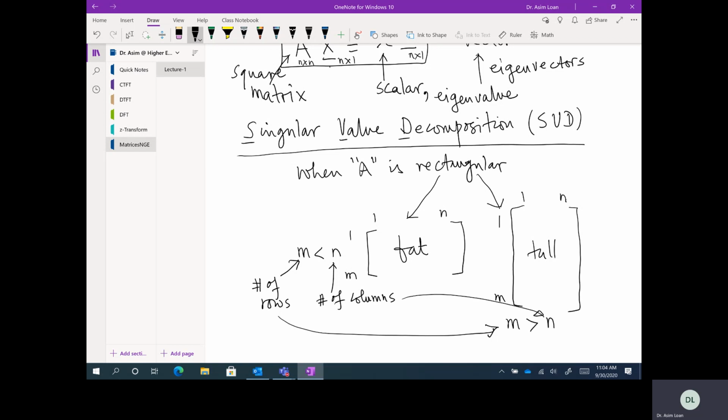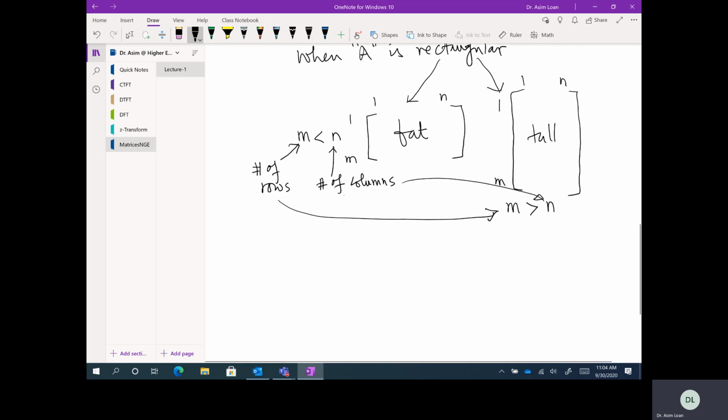that the number of columns actually means, so maybe I write it here, the number of columns is equal to the number of unknowns. So whether the number of unknowns is more or less than the number of equations, how do we solve these problems?